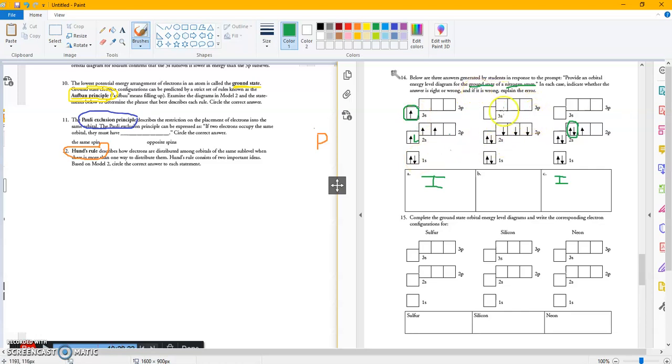All right. And then this final one right here. There's 2 here, 2 here, and then 3 up here. And if I look at it, I see that they're all filled the way they're supposed to be. A nitrogen atom is supposed to have 7 electrons, so I count those up, and I find out that there are 7 electrons. So B is correct. Go ahead and see what you can do with number 15. Follow the same rules and put in the electrons for them.